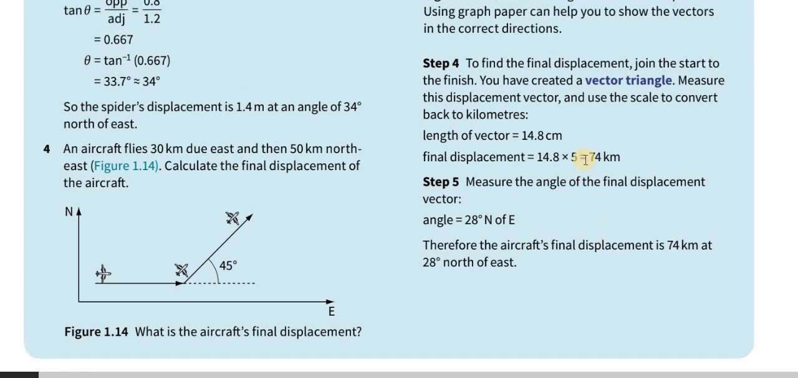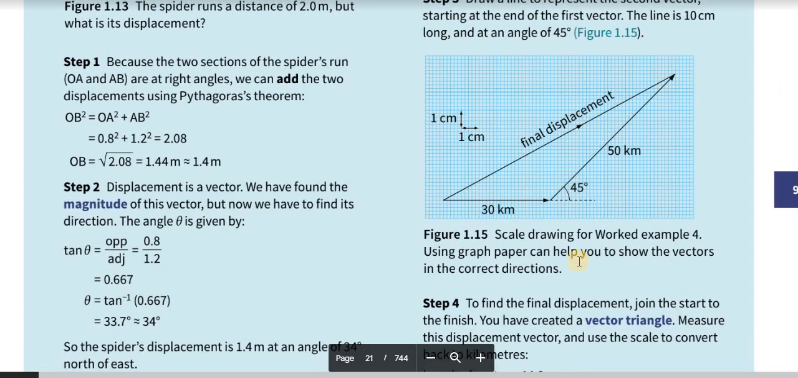We call this a vector triangle. You can see these three are vectors. We have a vector triangle. I have also uploaded more videos explaining past paper questions like this one. You can watch those two videos to understand these vector questions.